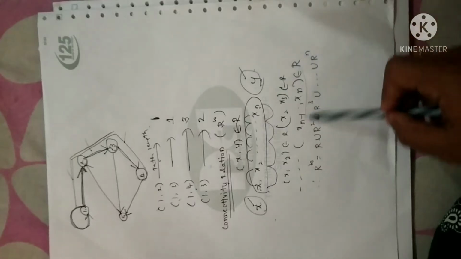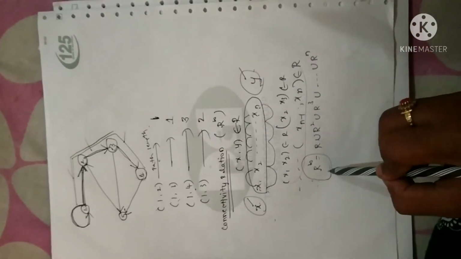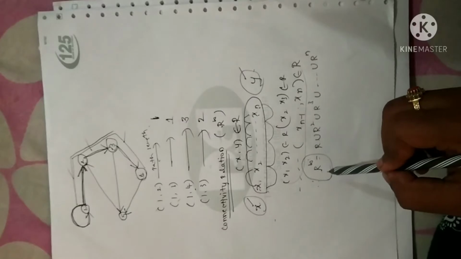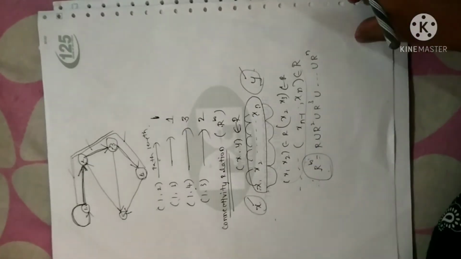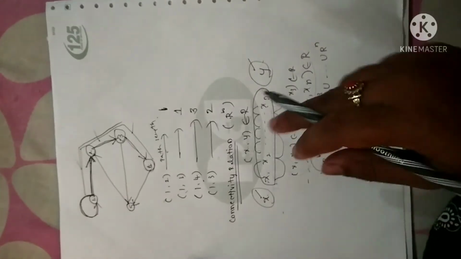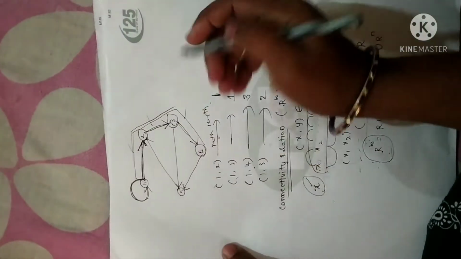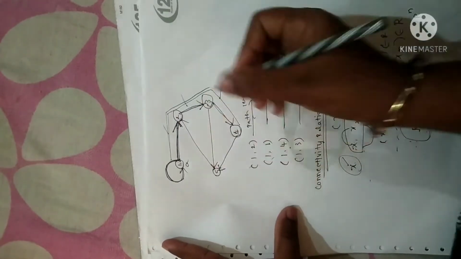So the collection of all those elements is called the connectivity relation, and it is represented by R power of infinity. The moment I write R power of infinity, it represents the connectivity relation. I'll give you one example to convey the same. Suppose I take the same graph, and I'll name the vertices in order to remember.